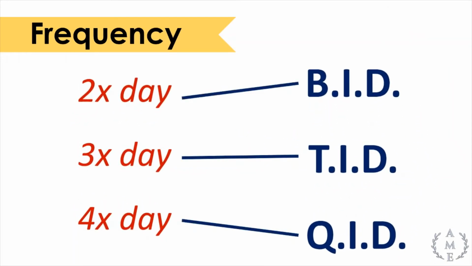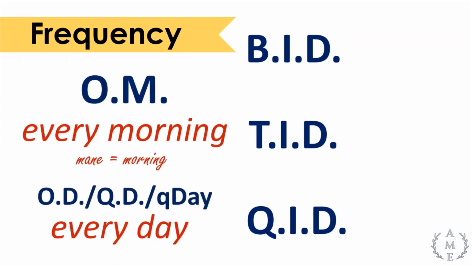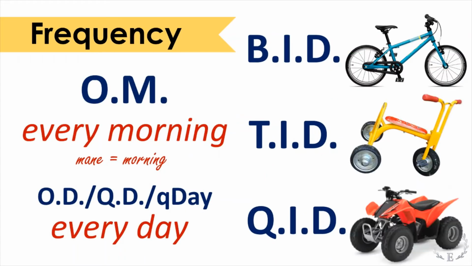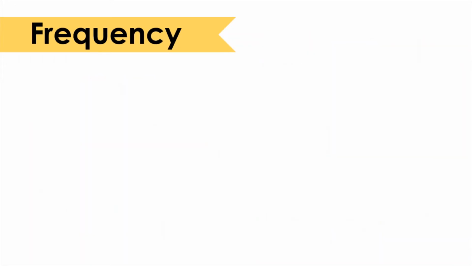So BID means 2 times a day, TID 3 times, and QID 4 times. Just like a bicycle has 2 wheels, a tricycle 3, and a quad bike has 4. These are the versions you're likely to encounter in the OET. However, these alternatives are also common. All that makes sense so far then. So what on earth does this mean?